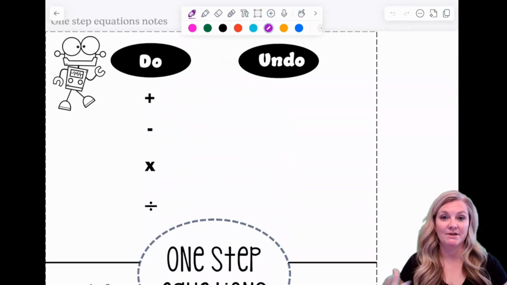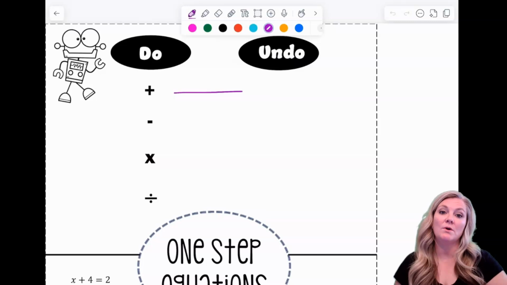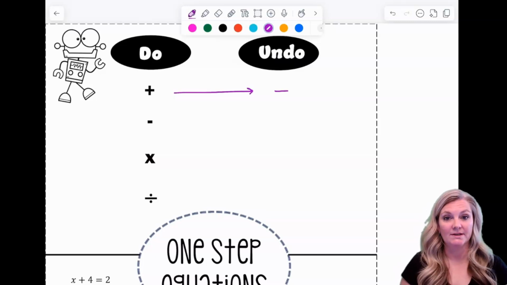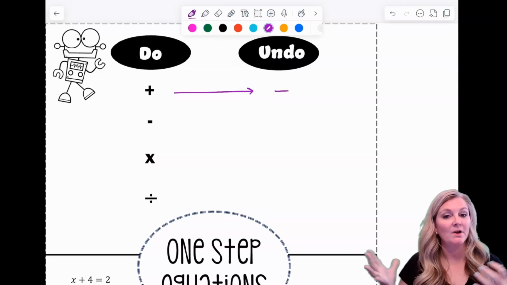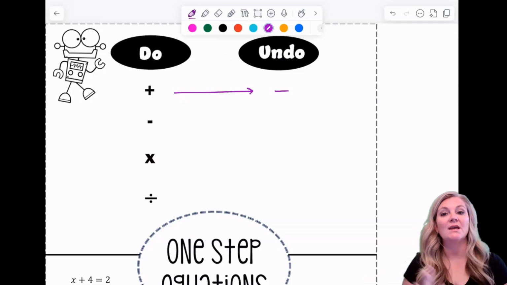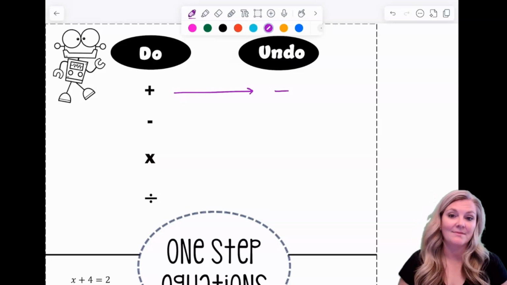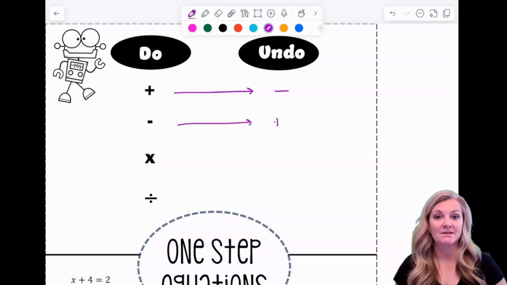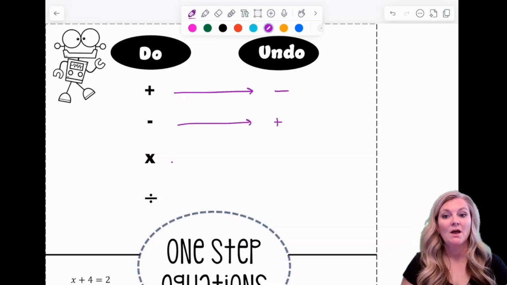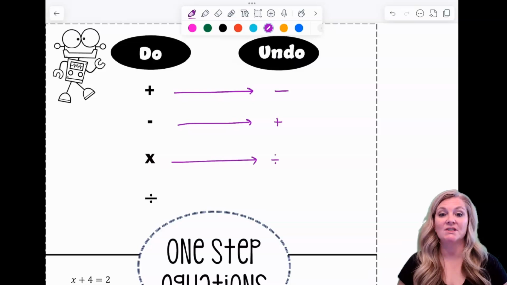Anytime there is an operation, in order to solve it, you are going to undo it. So the inverse, we call this inverse operations. So the inverse operation of addition, what's the opposite of addition? That's subtraction. What's the opposite of subtraction? Addition. The opposite of multiplication is division.